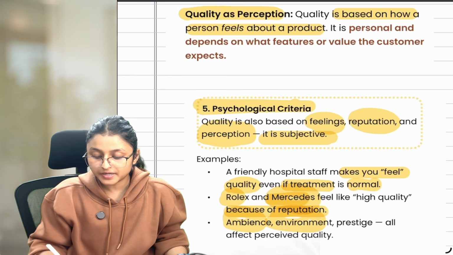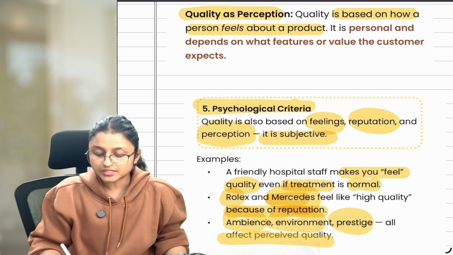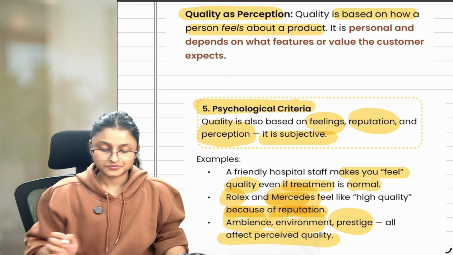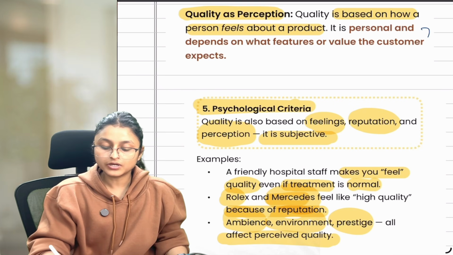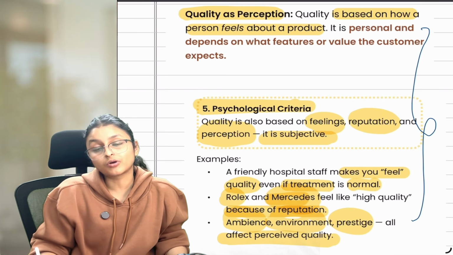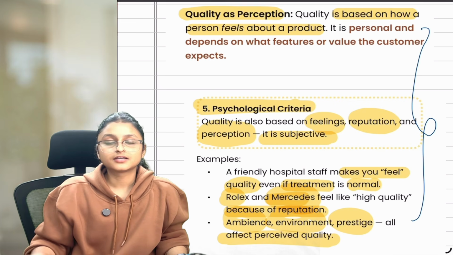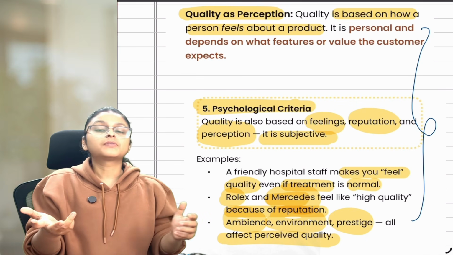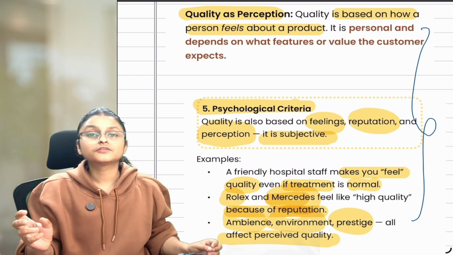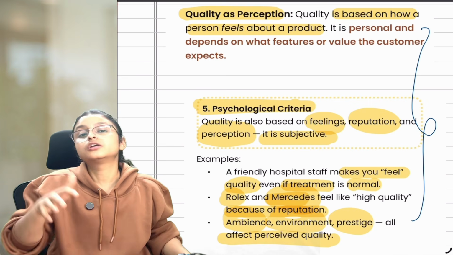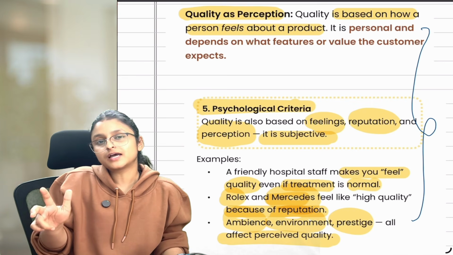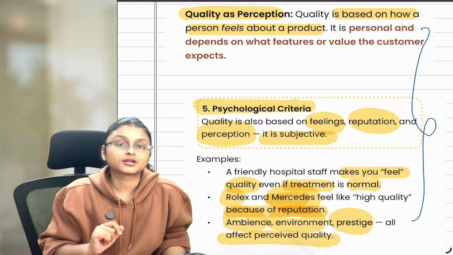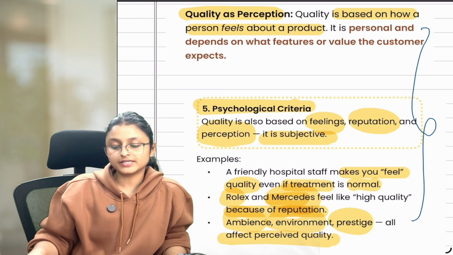Ambience, environment, prestige all affect our perceived quality. All of these affect our quality. So when we talk about quality as perception or a psychological criteria, we are saying that we are feeling it as a quality product even if it might not be. Even if it doesn't provide the function in a really good manner, we are feeling that it is providing us something different which distinguishes it from another product. So this is quality as perception.